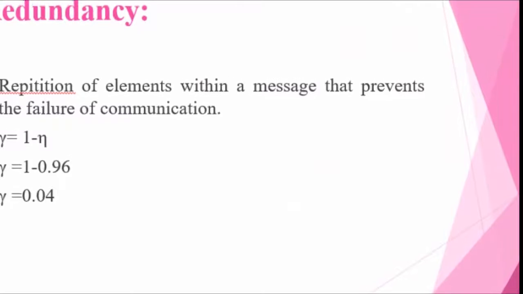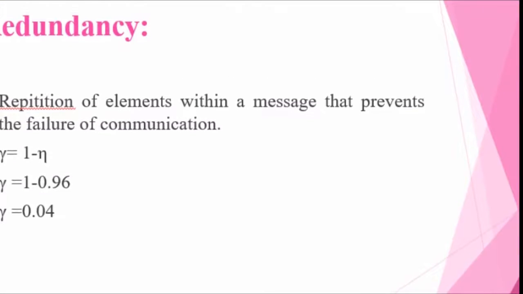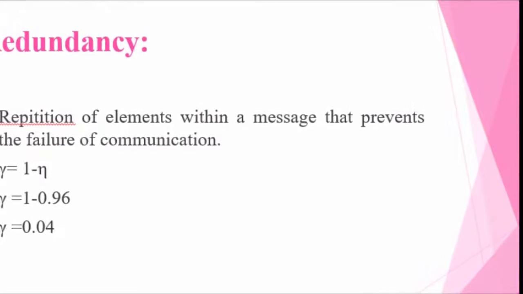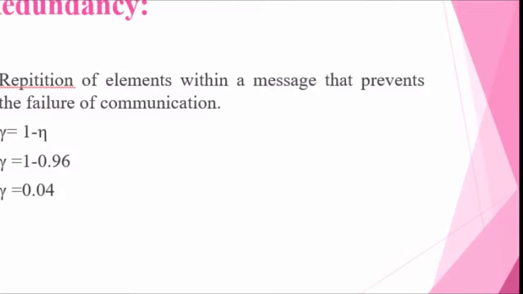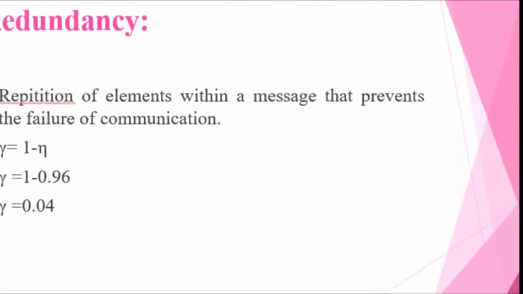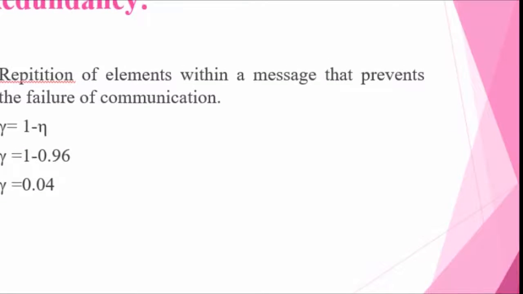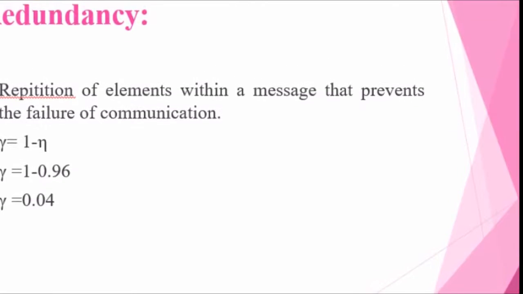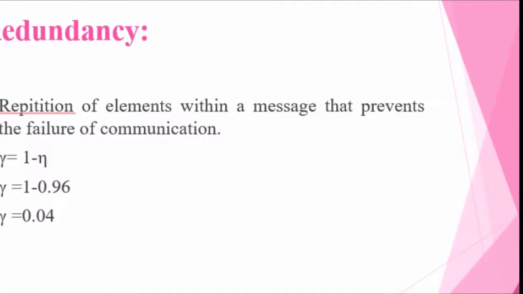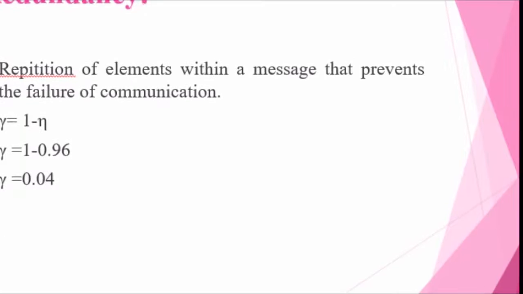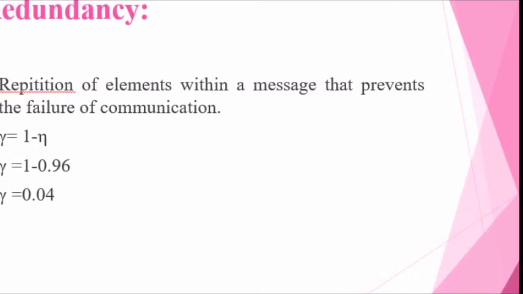The last step is redundancy, that is the repetition of elements within a message that prevents the failure of the communication. Redundancy, gamma, equals 1 minus code efficiency eta. So 1 minus the eta value we already got, 0.96, equals 0.04. I already said that this redundancy value should be a minimum value.